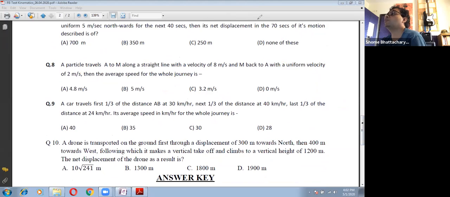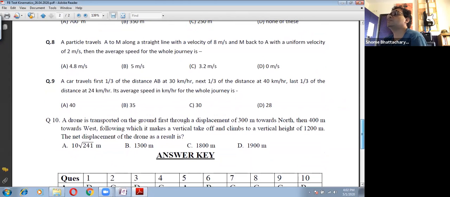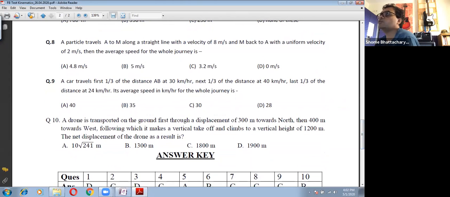All right, now let's move on to the next one. 8th question. A particle travels A to M along a straight line with a uniform velocity of 8 meters per second, and then back from M to A with a uniform velocity of 2 meters per second. Then the average speed is how much? Remember, here I have not asked you about average velocity. I have asked you about average speed.